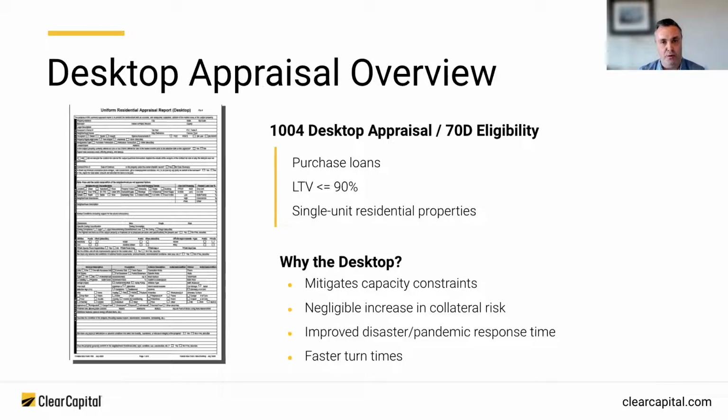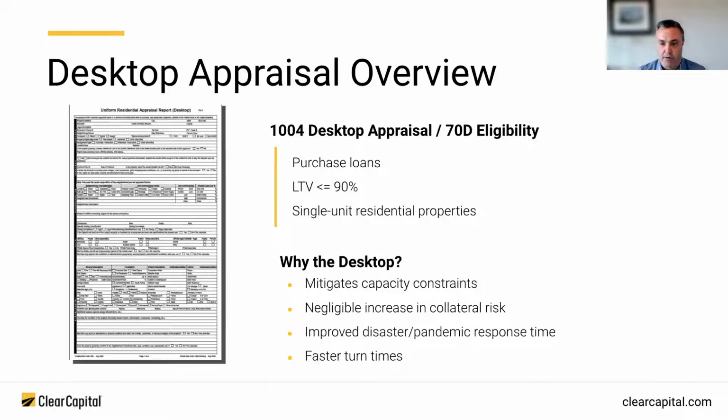Let's talk a little bit about eligibility for the desktop appraisal. There are some requirements that eligible loans need to meet, one of which is being a purchase loan, also having an LTV less than or equal to 90%, and only single unit residential properties are eligible. There are obviously a number of ineligible property types, and just to throw some out there: multifamily properties, condos, co-ops, manufactured homes. Even second homes are ineligible property types for the desktop appraisal.